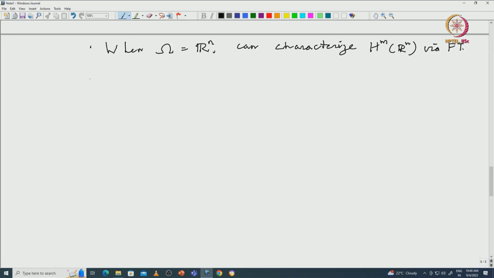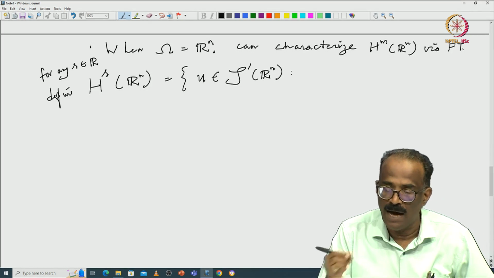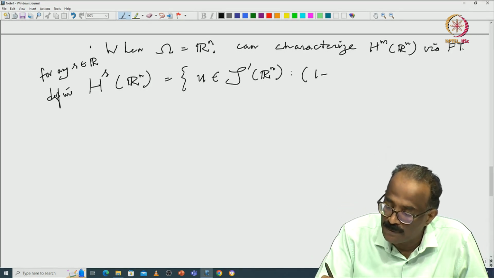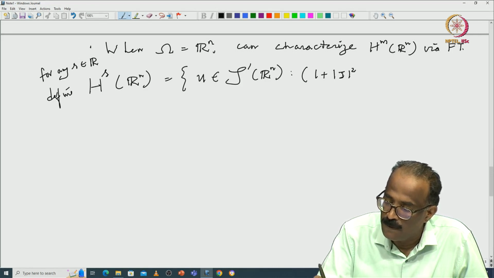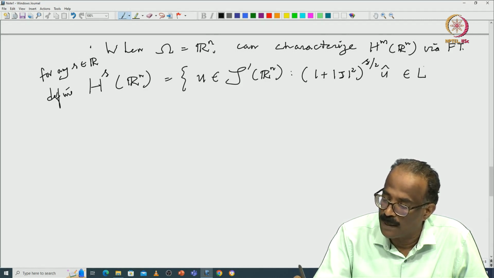Okay. So, in fact you can define Hs for any s. For any s belonging to R, you can define Hs of Rn as the set of all tempered distributions u for which, taking the Fourier transform, (1 plus mod xi square) whole power s by 2 times u hat is in L2 of Rn.